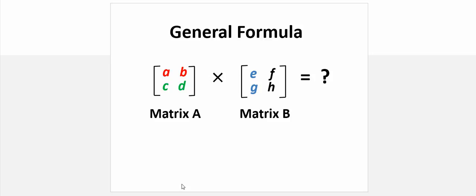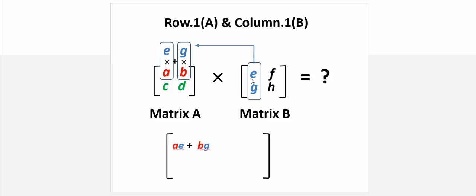Right, we've got two matrices here in a general form, with letters A, B, C, D in the first and E, F, G, H in the second. You'll notice we've color-coded them to examine the rows in the first and the columns in the second. And the process is quite simple.